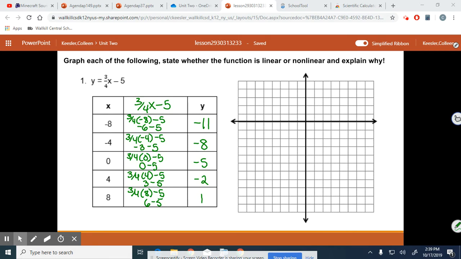So we start with -8, -11, which is left 8, all the way down to 11, 2, 4, 6, 8, 10, 11. It's all the way at the bottom. So it's this corner point down here. Okay, and then -4, -8 is left 4, down 8. This point right here. 0, -5, stay at the origin and go down 5 for the y-intercept.